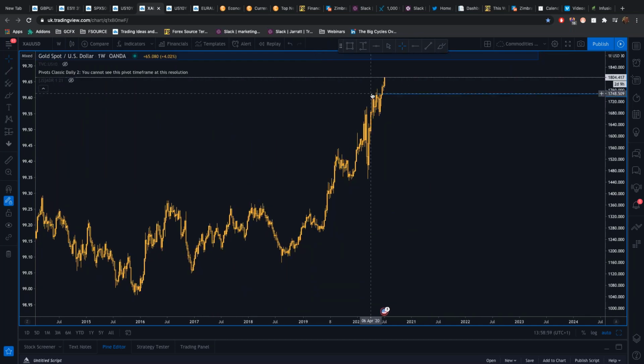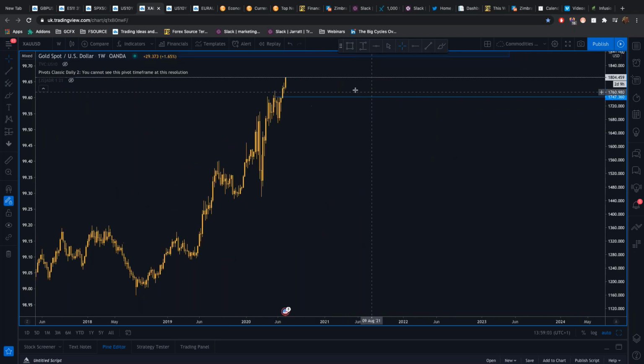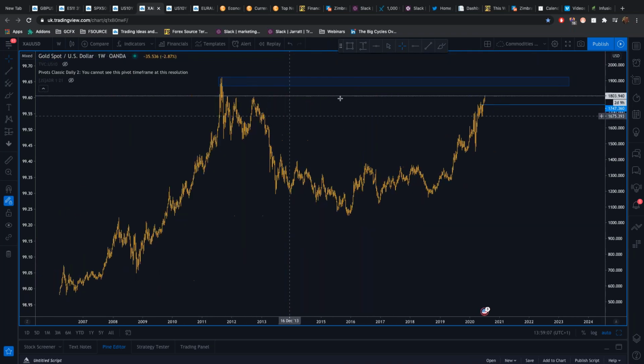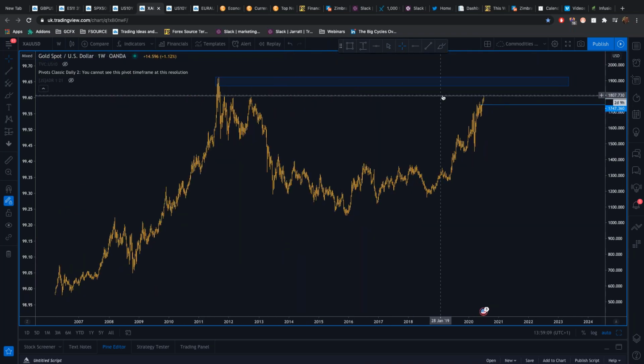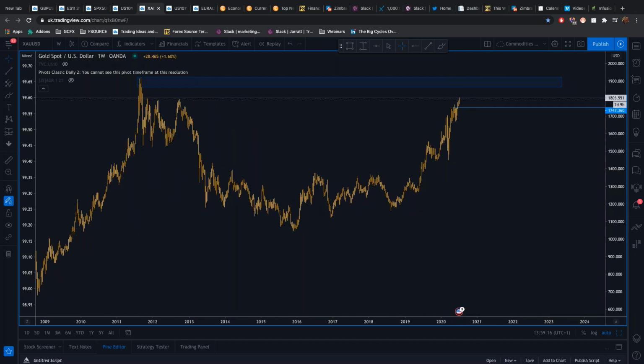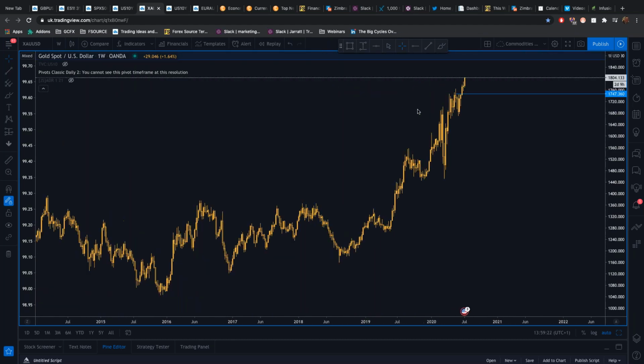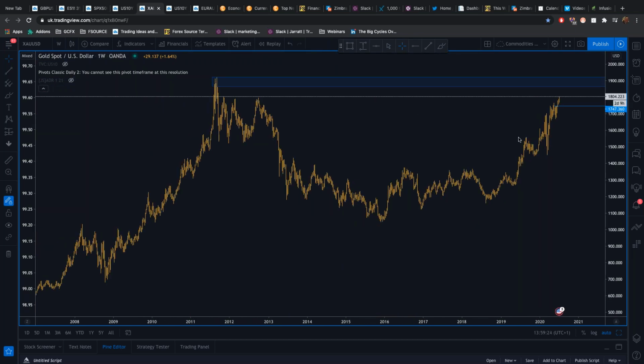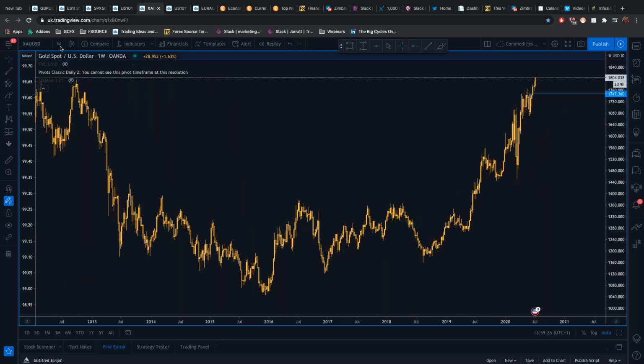Any return back to this level here, 1740, 1750 potentially would be a good area to regain longs. The danger with buying here at the top is that there might be some pullback and you might have to undergo some drawdown. So silver, it's a tricky one to really know how to get into this right now.